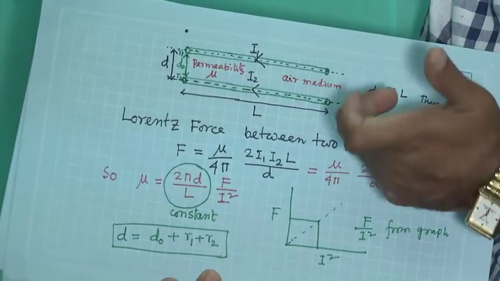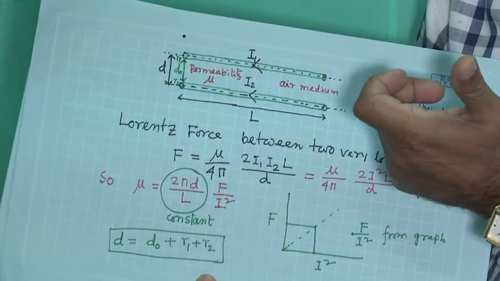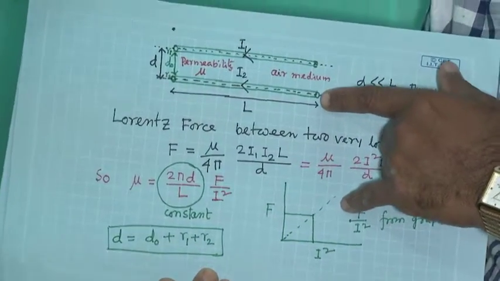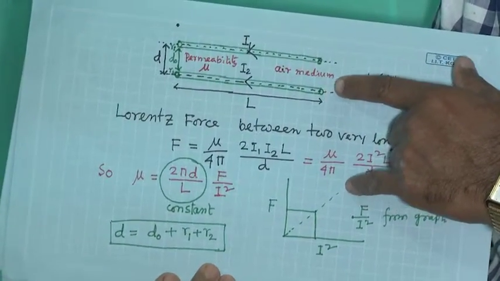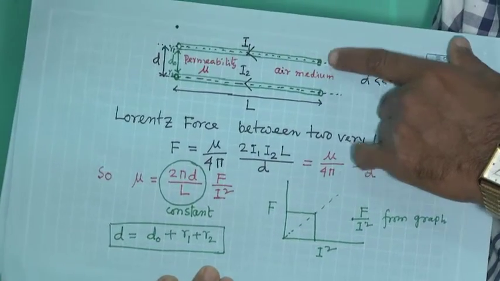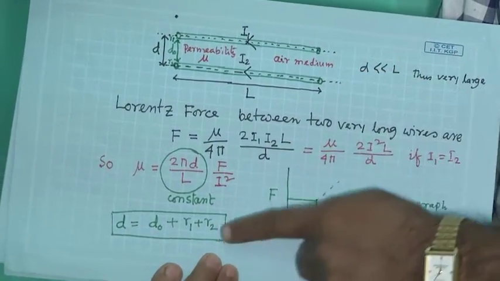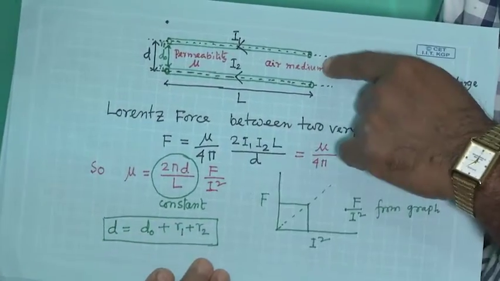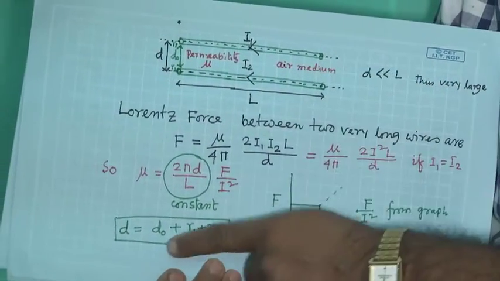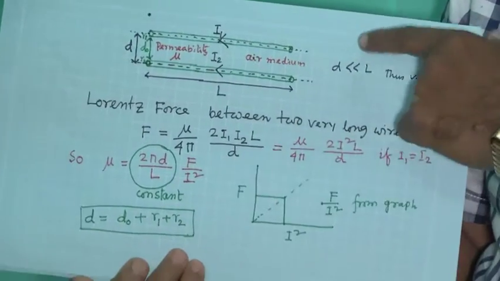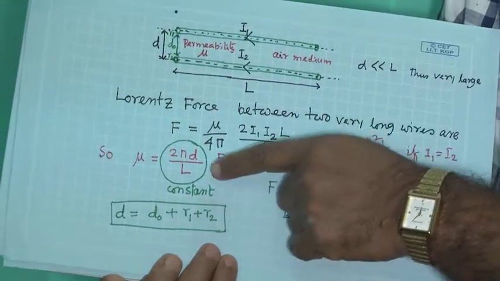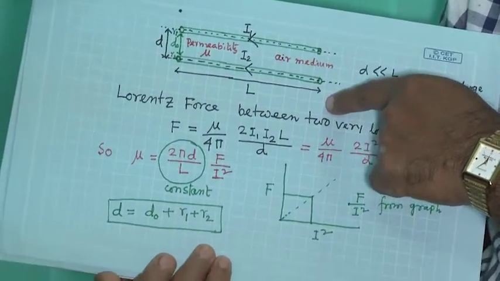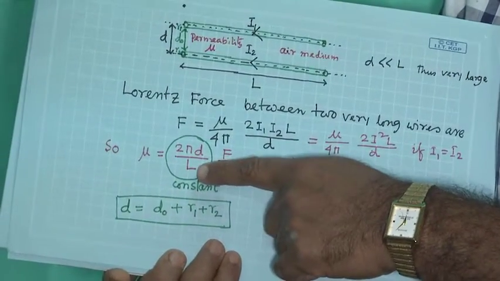One can use slide calipers also, but here screw gauge is convenient and more accurate. So, we will use screw gauge for measuring the R1 and R2, and D0. How to measure this D0, that I will tell you. And second, you have to measure the length of this wire.